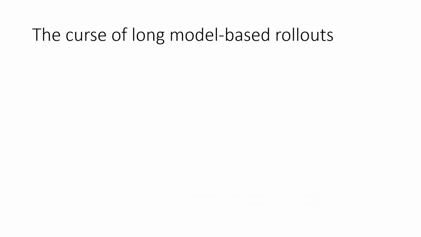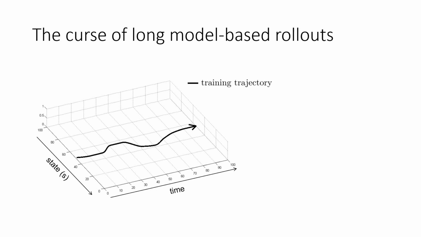So the issue really has to do with making long model-based rollouts. To understand this issue, let's actually think back to something we discussed earlier in the course when we talked about imitation learning. When we talked about imitation learning, we learned that if you train a policy with supervised learning and you try to run that policy, it might make a small mistake because every learned model will make at least a small mistake.